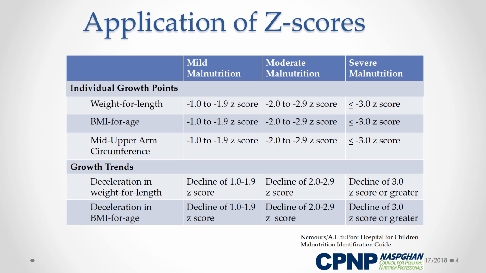As you can see, the negative Z-score and declining Z-score are used in not only identifying malnutrition, but also classifying the degree of malnutrition. The next few slides will provide some visual examples of the use of Z-scores.